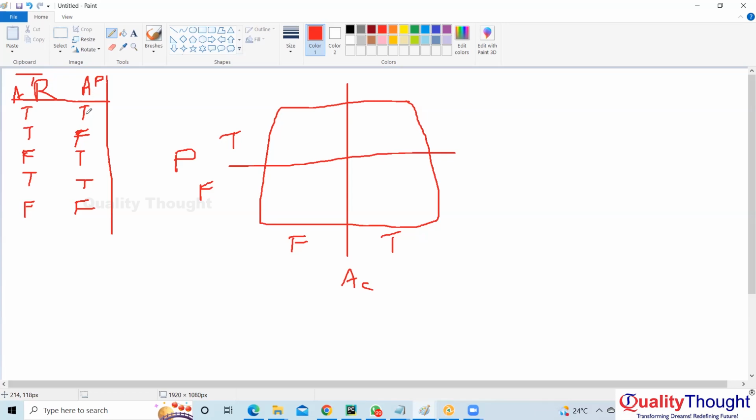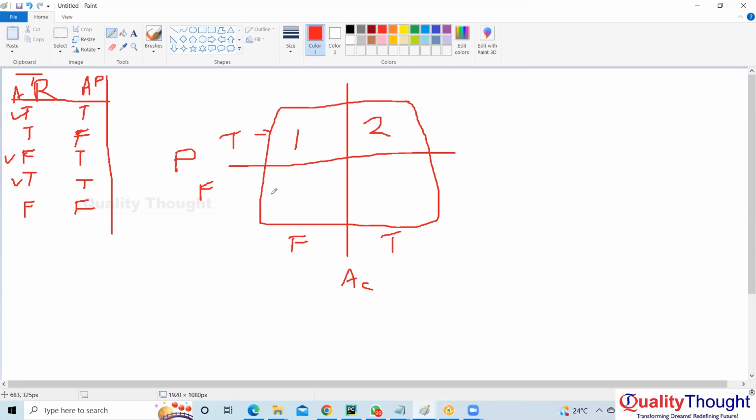So true and false. This is true and this is false. We start with predicted, so we start from here. Actually it is false, but you predicted true. This is one. Then actually true and predicted true. This is your two, right?